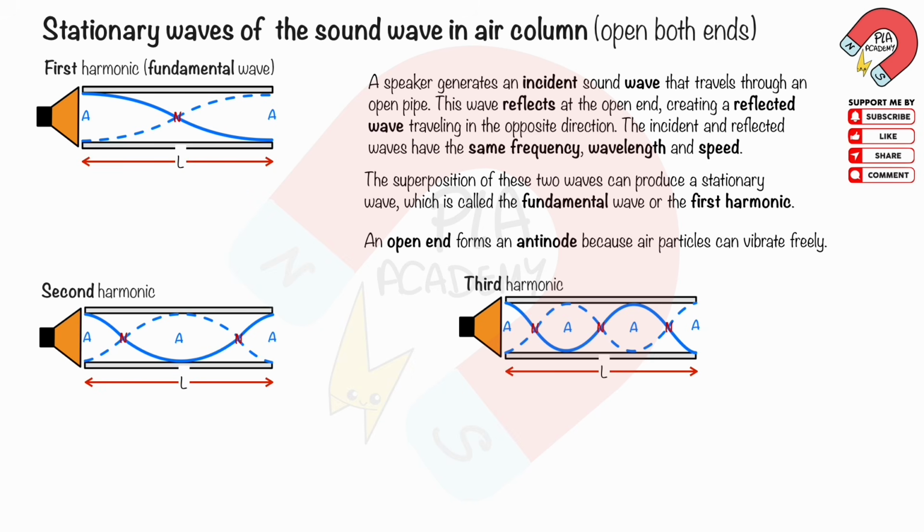Recall that two loops of stationary wave equals one wavelength. The first harmonic has a one loop pattern, indicating that L equals half of a wavelength, so the wavelength equals 2L.